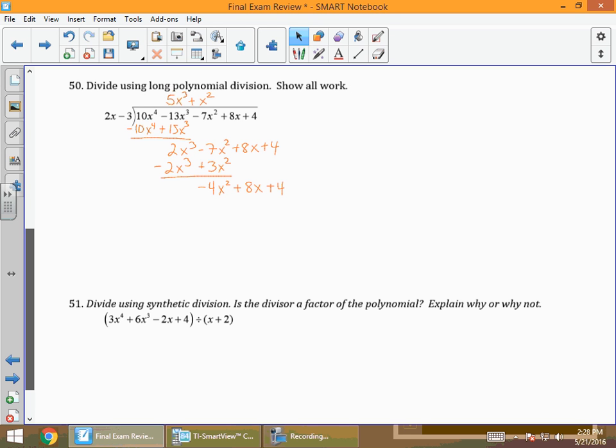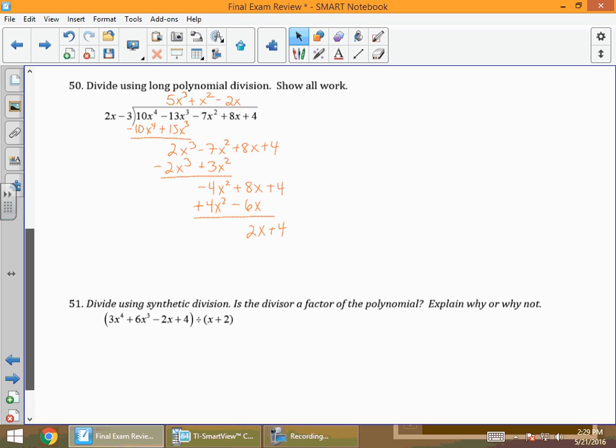Repeat the process. 2 times what gives me negative 4? So I need a negative 2, and x times x will give me the x squared. Distribute. Negative 2x times 2x is negative 4x squared. Negative 2x times negative 3 is 6x. Draw the line. Change the signs. Change this to positive. Change this to negative. 8 minus 6 is 2x plus 4.